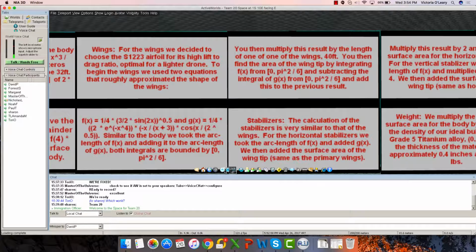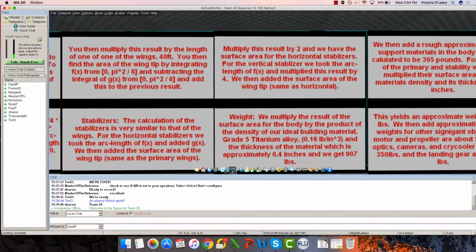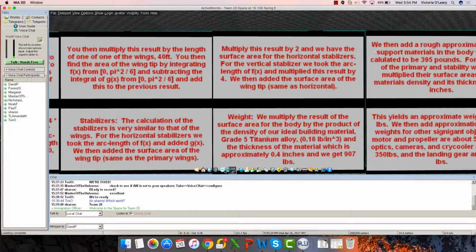So essentially we used many forms of calculus to calculate the surface area of the plane with approximation formulas. And with the surface area, we were able to calculate the weight by getting the product of the surface area and the density of the material, which was a grade 5 titanium alloy, which is a mix of about 80% titanium and vanadium and aluminum, respectively, in that order.